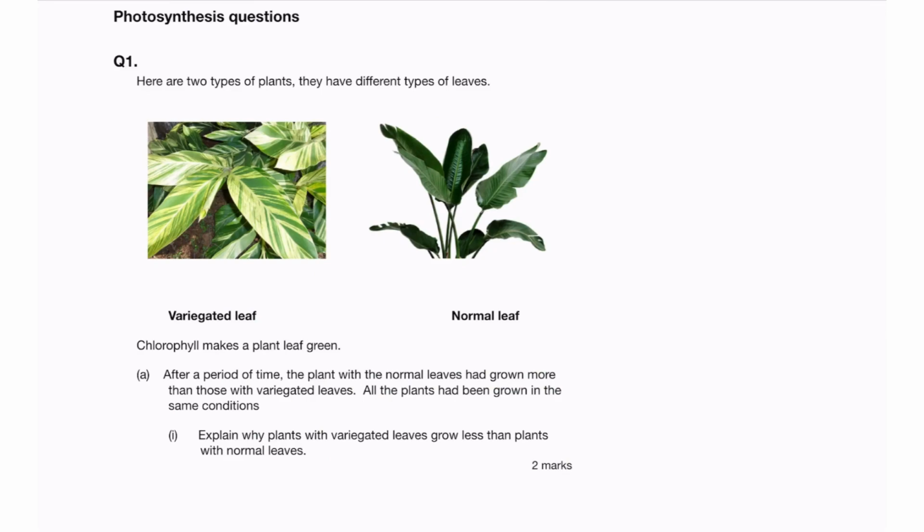Hello, welcome back. Today we're going to take a look at two questions about photosynthesis and how best to approach these.